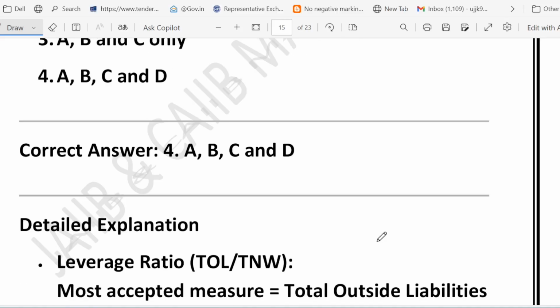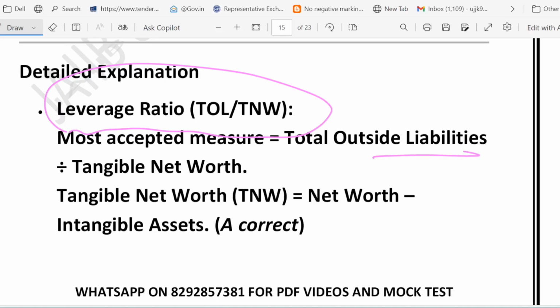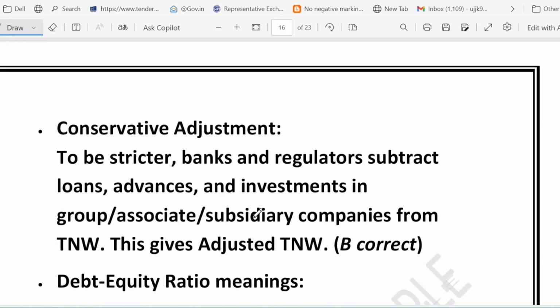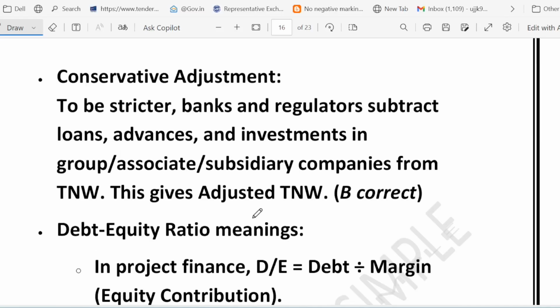So what we have learned, let me summarize. First we talked about the leverage ratio. Leverage ratio is simple: total outside liability divided by tangible net worth. Tangible net worth is net worth minus intangible assets. Just understand leverage means how much borrowed fund you have as compared to how much fund the owner has put into the system. Conservative adjustment says that, basically to be stricter, bank and regulator subtract loans, advances, and investment in group, associate, subsidiary companies from TNW.